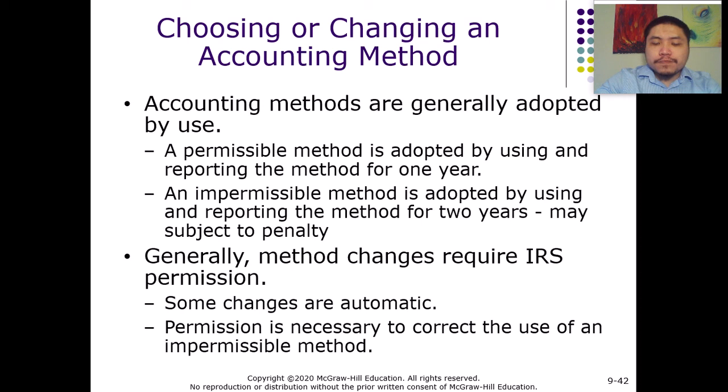But in general, the business owners need to ask for permission from the IRS to be able to make the change, right?